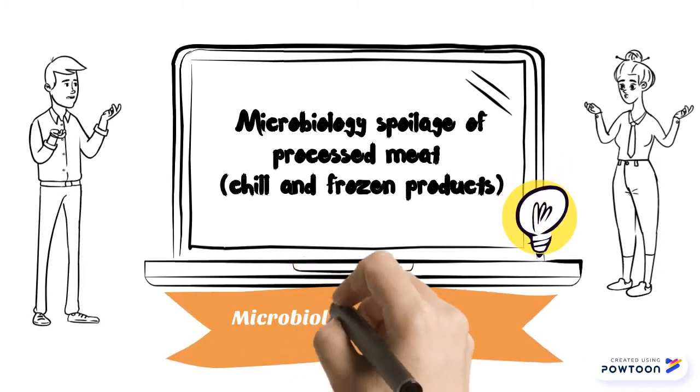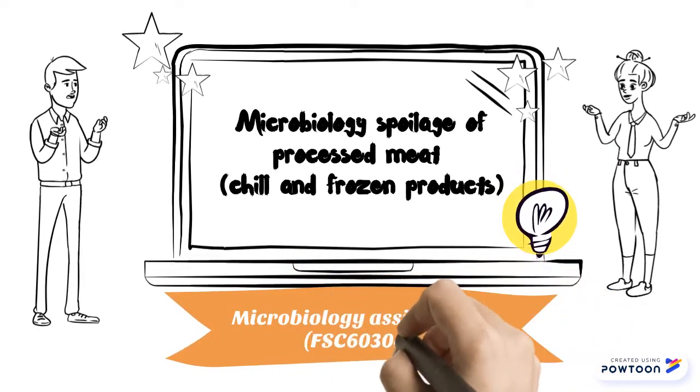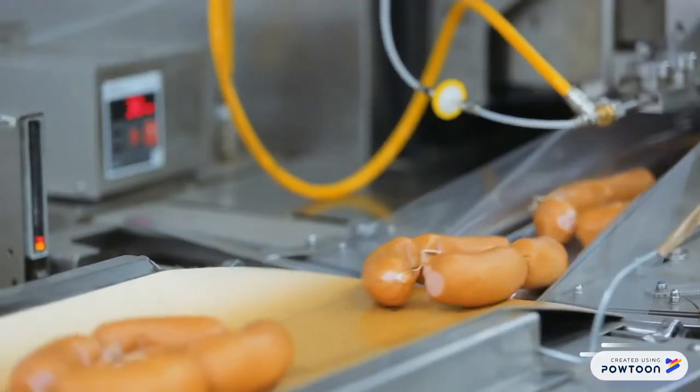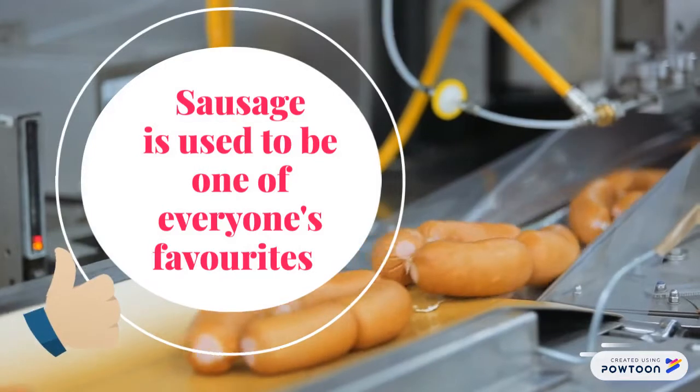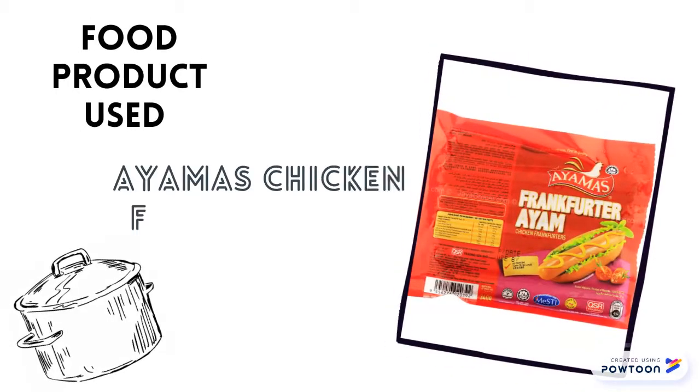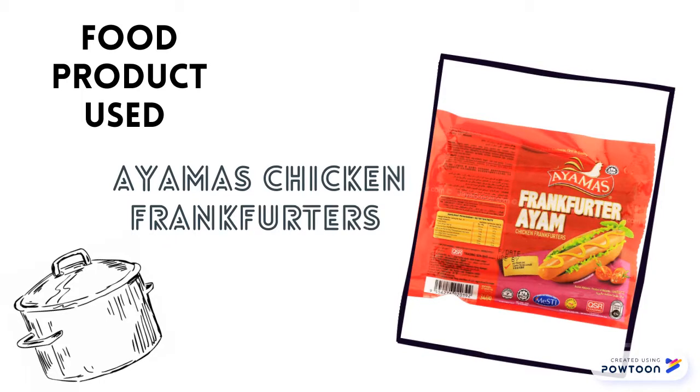Hello, our topic is microbiology spoilage of processed meat, chilled and frozen products. As we all know, sausage used to be one of everyone's favorites. The food product used in this experiment is Ahmad chicken frankfurters.